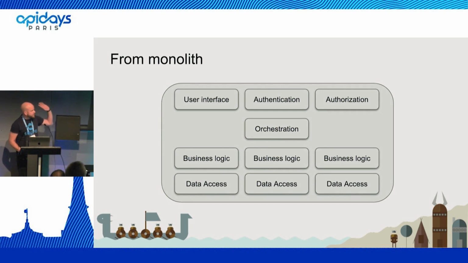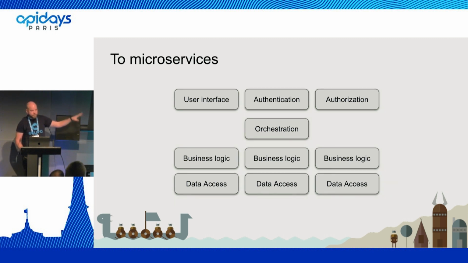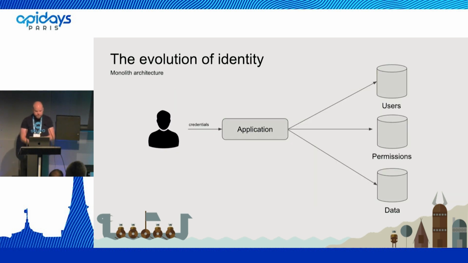If we start with the monolith architecture, and I'm not going to bore you, I think you're all very familiar with that, moving over to microservices we have all the same components. It's just the way that they communicate with each other that's going to be different. Today we are mainly concerned with authentication and authorization. Looking at the monolith architecture, at least with regard to identity and access control, it's a very simple model, right?